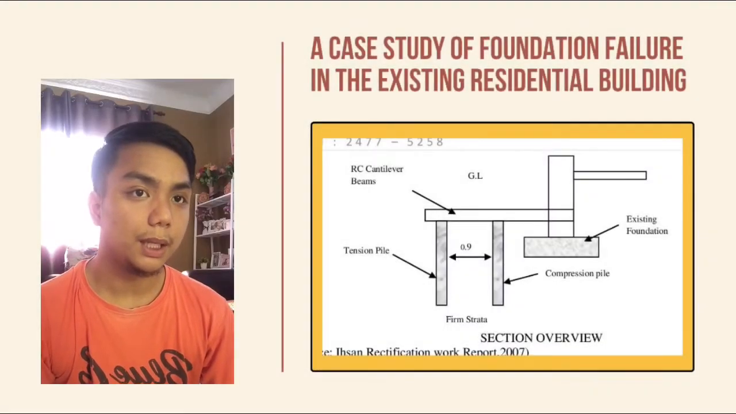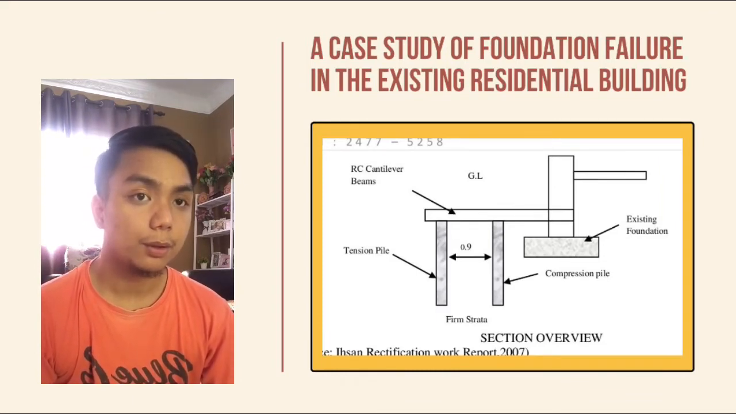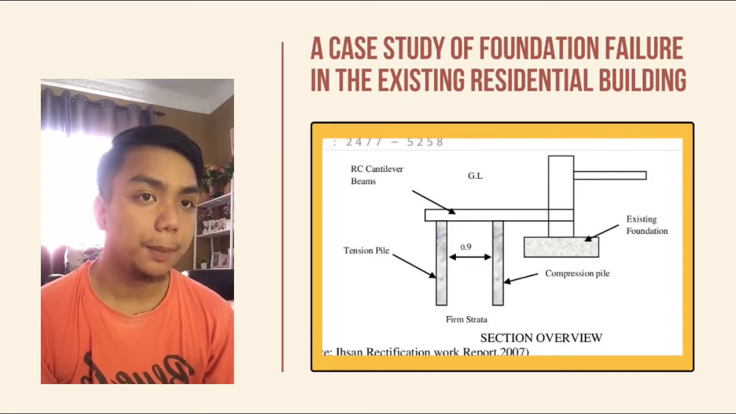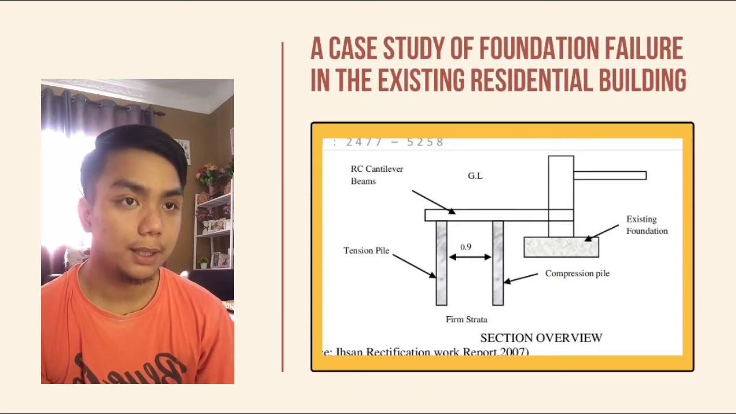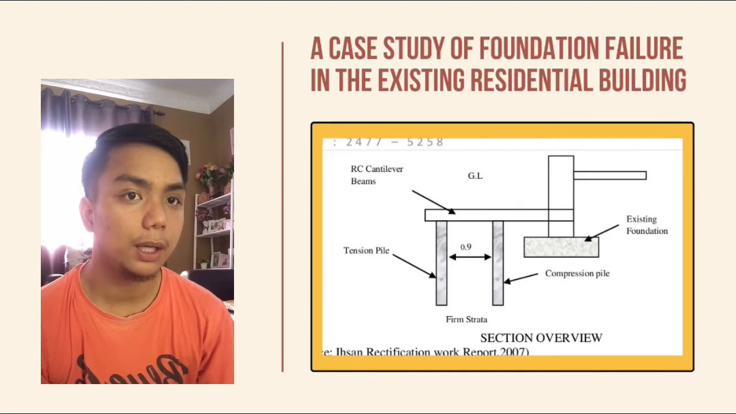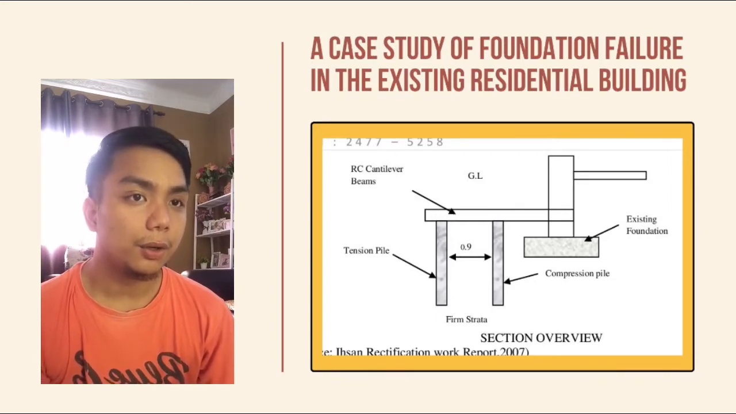Case study number 3. It's about failure in an existing residential building. So first of all, we go to the introduction. The basic principle of a building is to unite all of the structure as one to carry and transfer the load all together and proportionally into the ground.